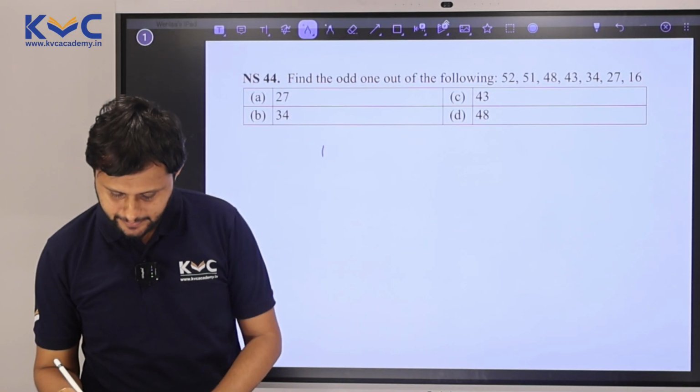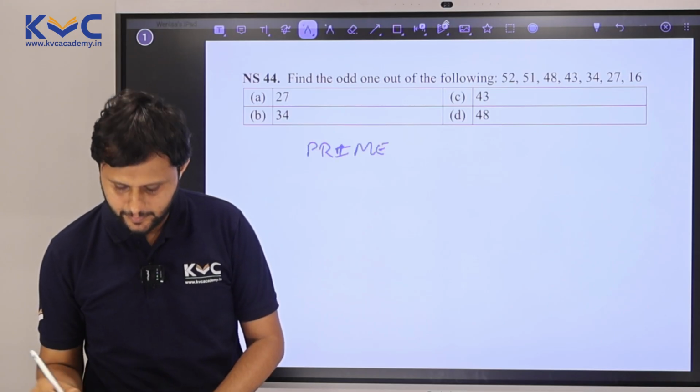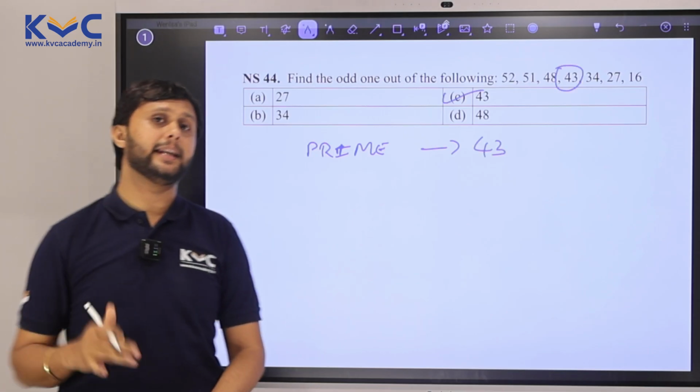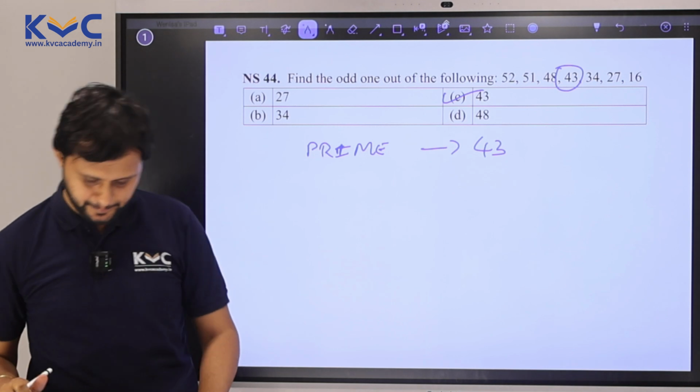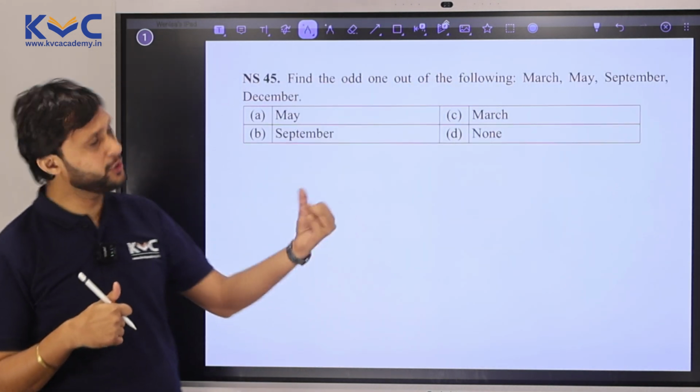Correct? So prime numbers is the logic. Answer is 43, which is there in option C. Question number 45. So we're going to the months now.